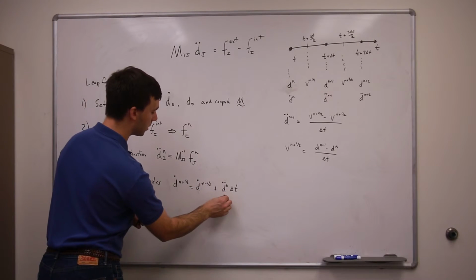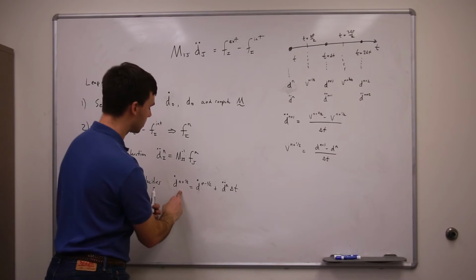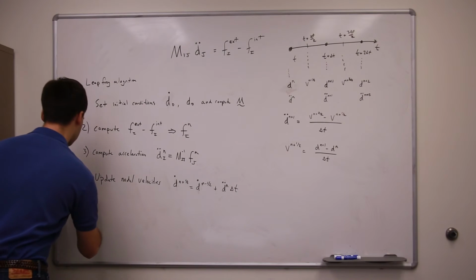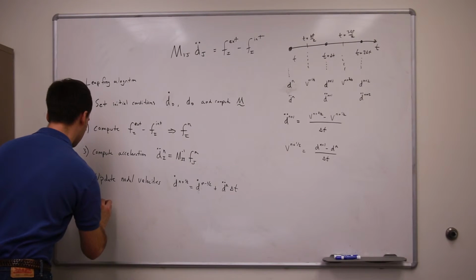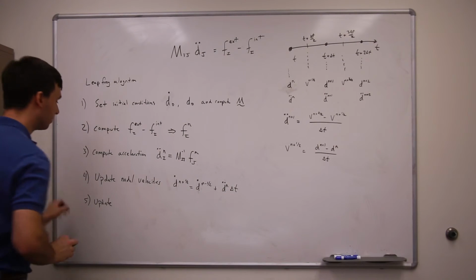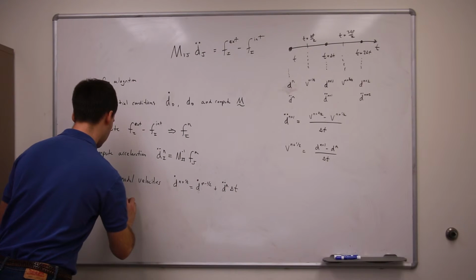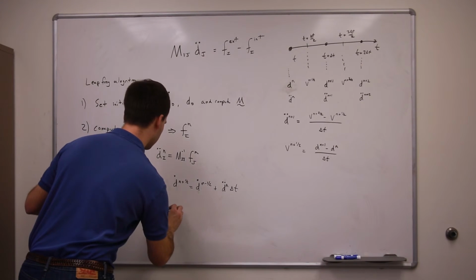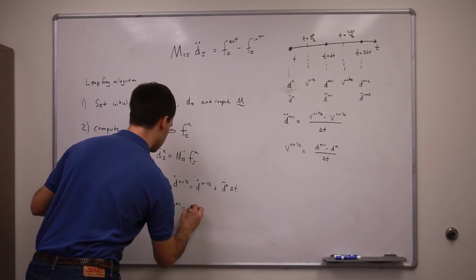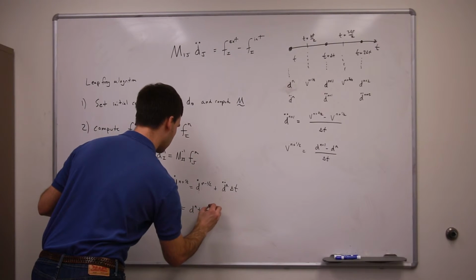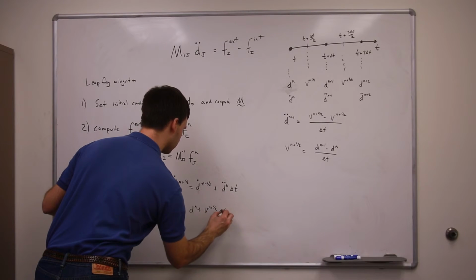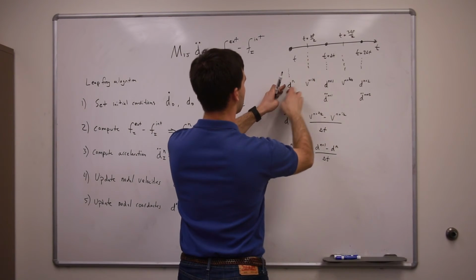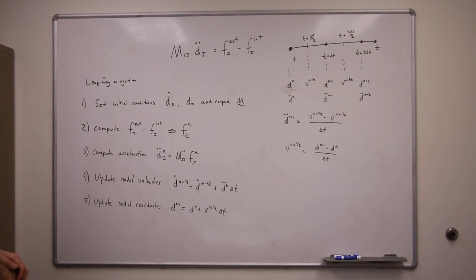We're using the acceleration at the current time step, which updates to the derivative or the velocity at the next half step. And the last step of this is to update the nodal coordinates. And here we have d of n plus 1 is equal to d of n plus v at n plus 1/2 times delta t. So that's the second leapfrog. So the first step is to bring the accelerations up. The second step is to bring the displacements up.